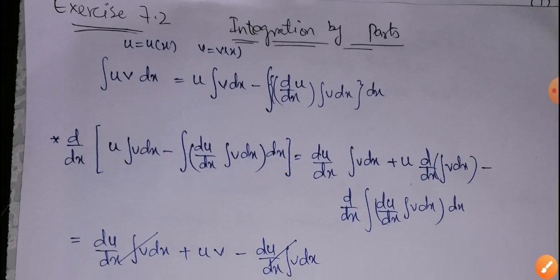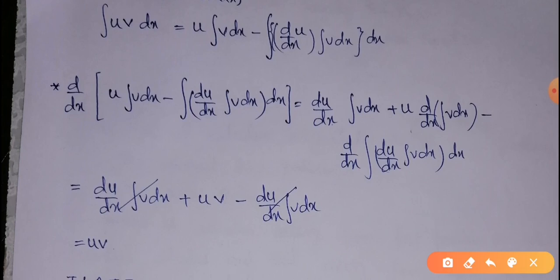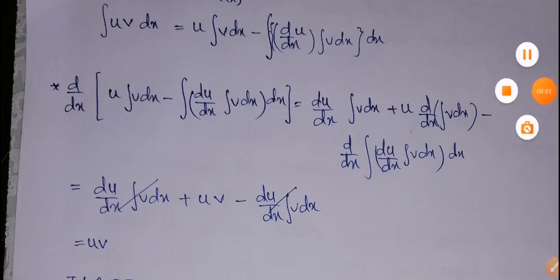So we are left with du by dx into integral of v, plus u into v, and this integral and derivative will be cancelled out. So we are left with du by dx into integral of v dx. These two expressions will be cancelled out, and we are left with u into v. It means that integration by parts is a well defined rule.